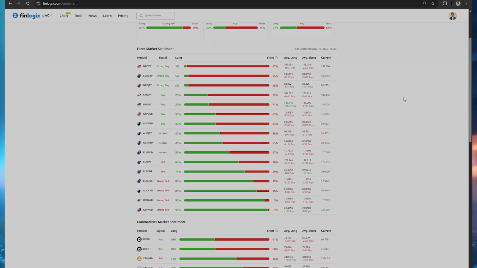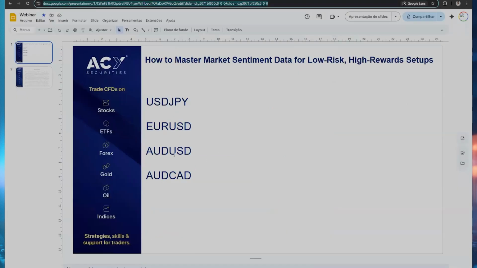Otherwise, it will be hedged. So we don't make money from that. We just lose on commissions and swaps. Okay. Cool. So let's move on to the last one. And I've brought Aussie dollar exactly for this reason, to show you guys what not to do. Okay. So the next one is Aussie CAD.